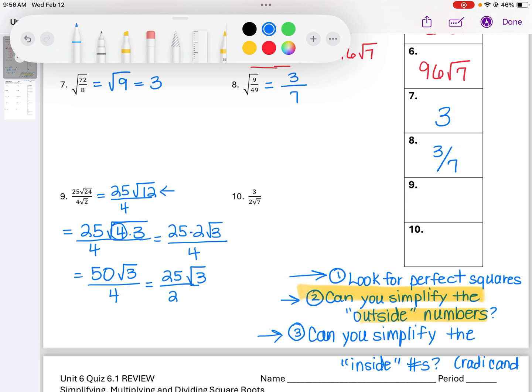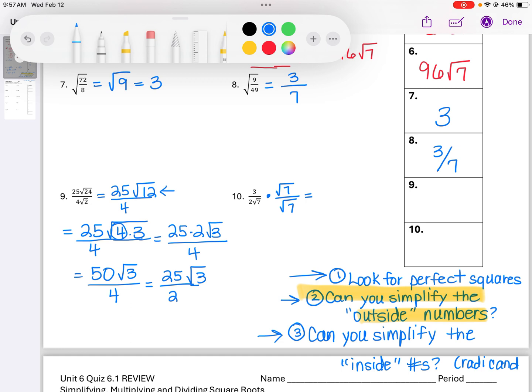Okay, number 10, I look for perfect squares. I don't have any. I can't simplify the up front numbers. Can't do that. There's only a radicand in the bottom, so I can't simplify anything there. So this time I'm going to have to do the steps for rationalizing the denominator. You multiply the top and the bottom by the radical that was in the bottom. So I'm going to do the square root of 7 over the square root of 7.